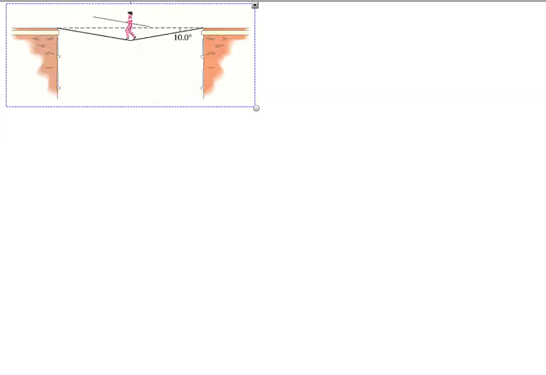This one isn't anywhere near as bad as it seems. We'll draw a free body diagram of her right here. Well, actually, we're drawing her center of mass, which is up there. So here's your center of mass. Here's mg pointed straight down.